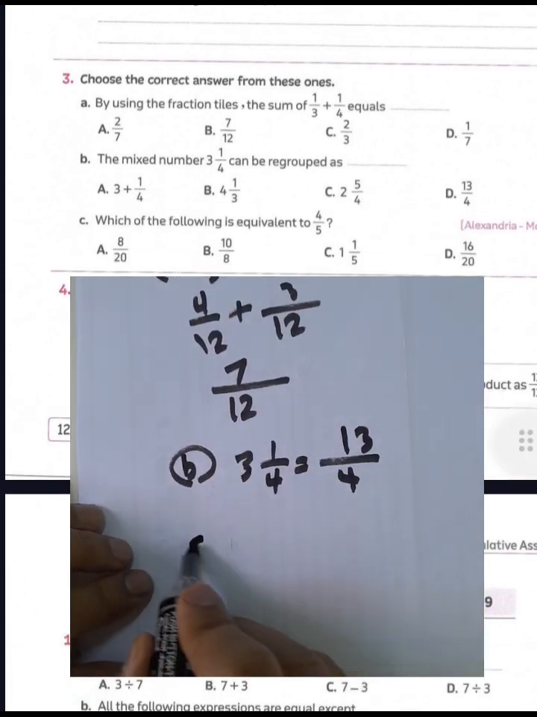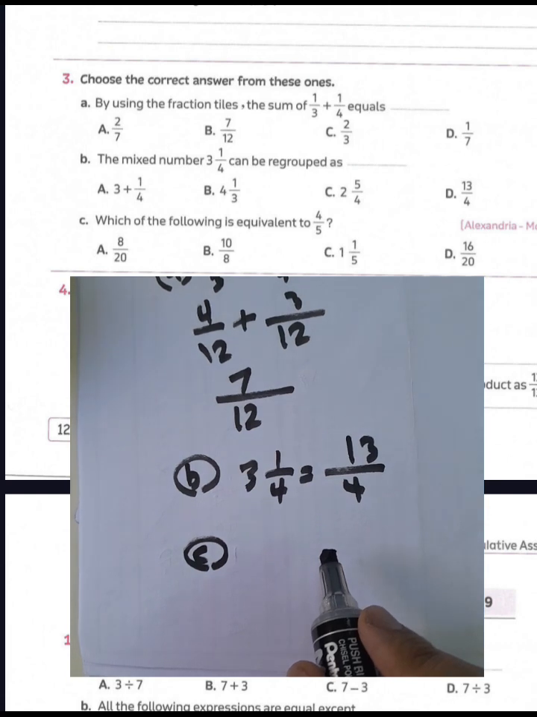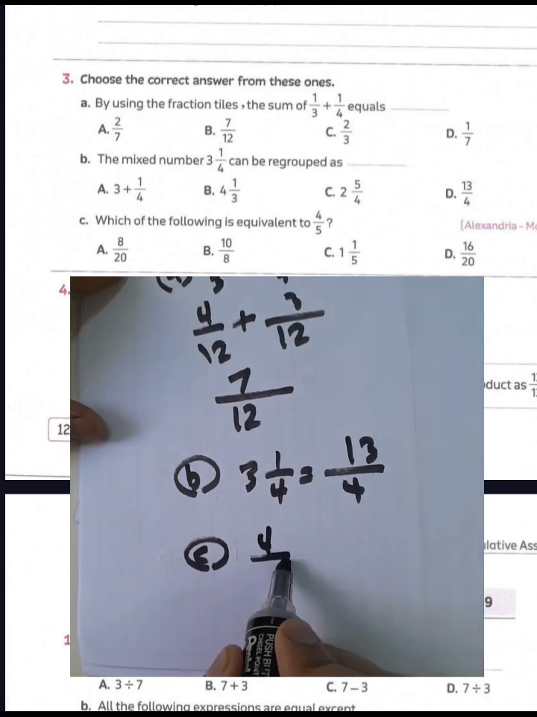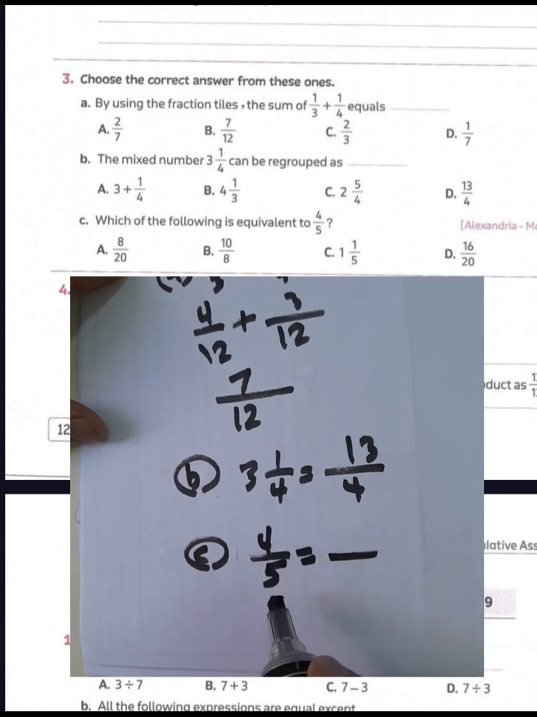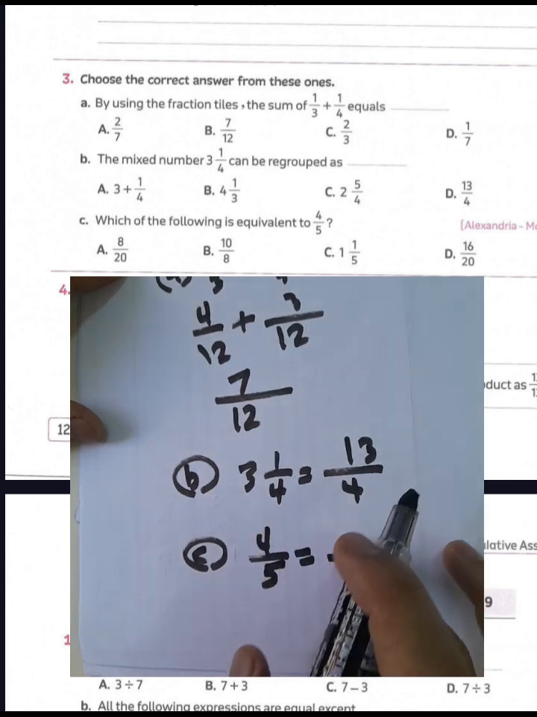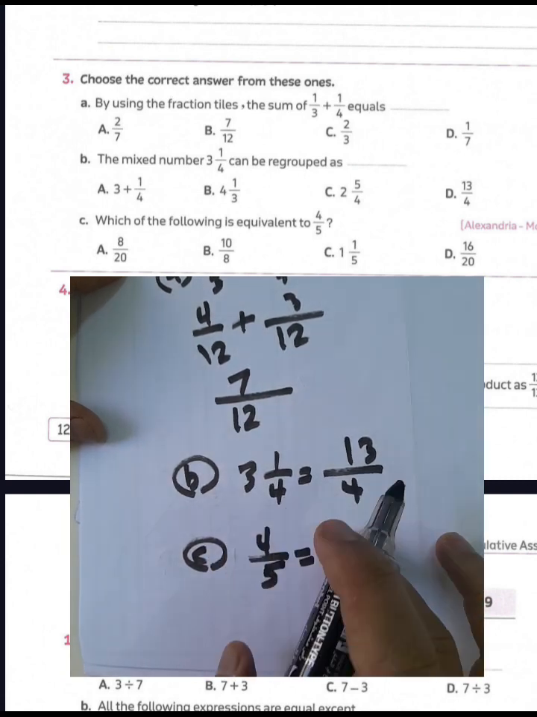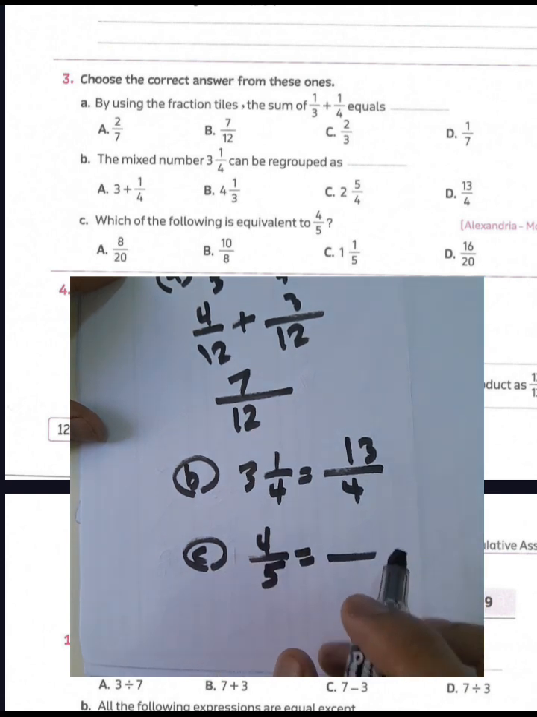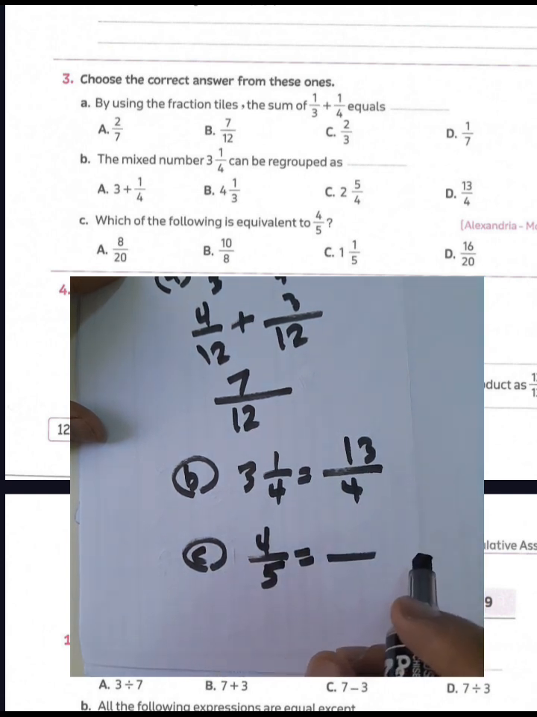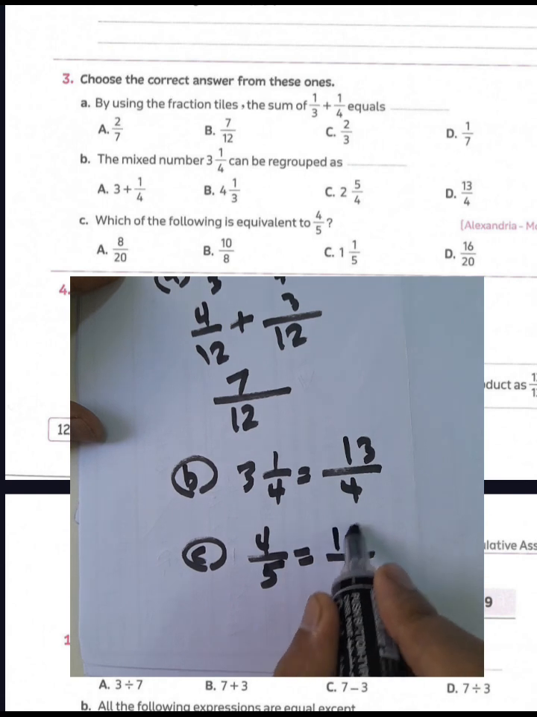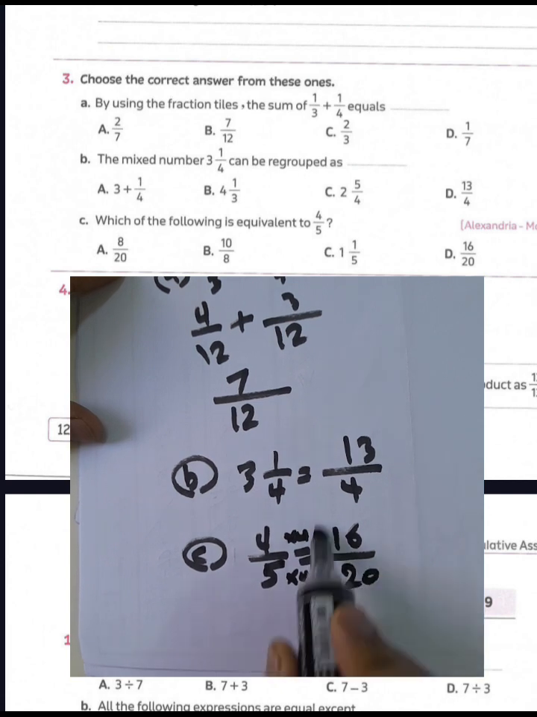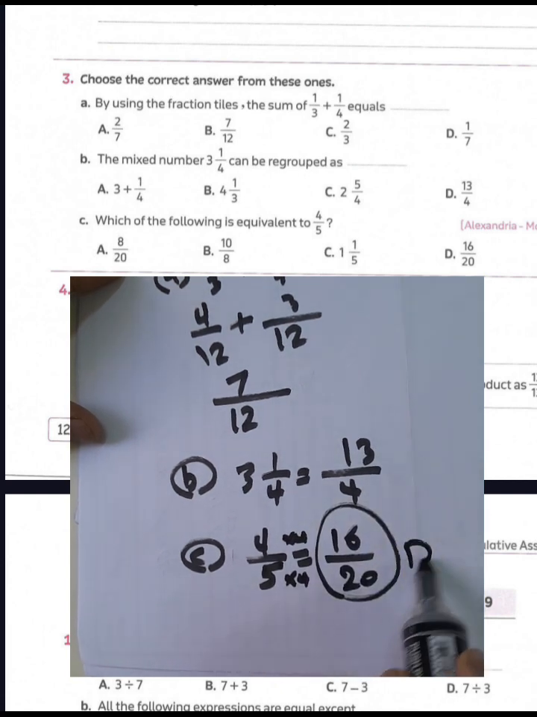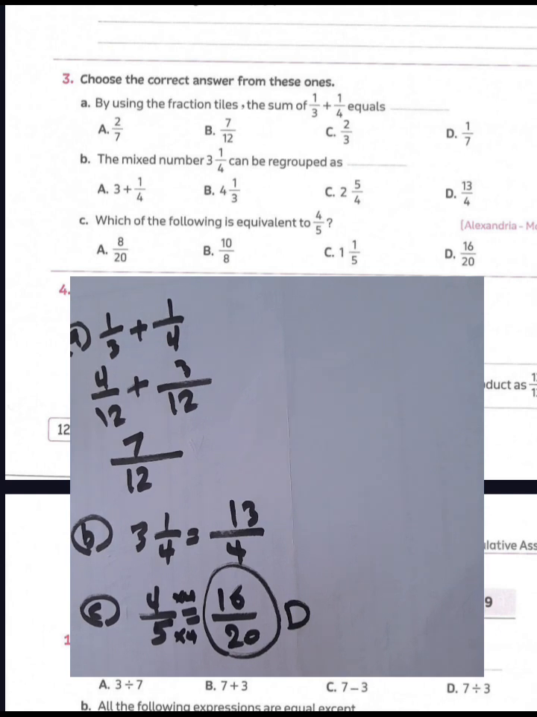Question letter C. Which of the following is equivalent to 4 over 5? You can convert 4 over 5 by multiplying numerator and denominator by the same number. 4 times 2 equals 8, 2 times 5 equals 10, so 8 over 10. But 4 can convert to 16 by multiplying by 4. Multiply by 4 here and multiply by 4 here. 4 times 5 equals 20. Then the result will be letter D. Choose letter D for question C.